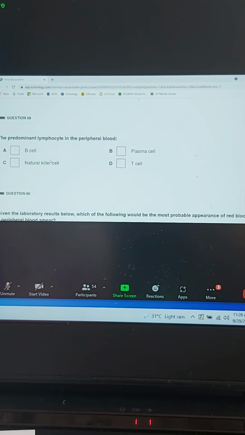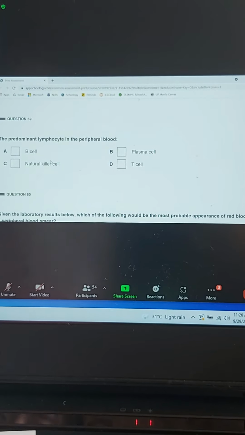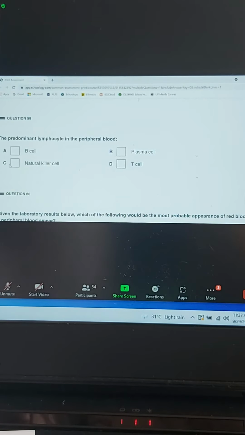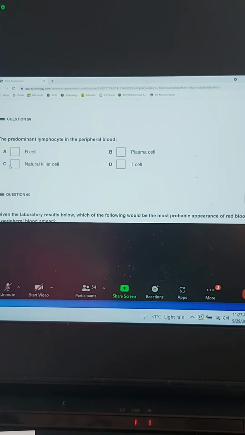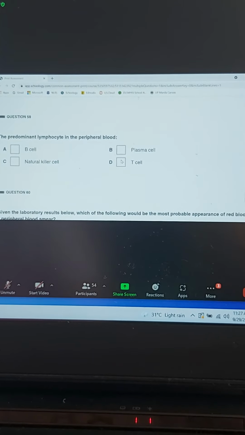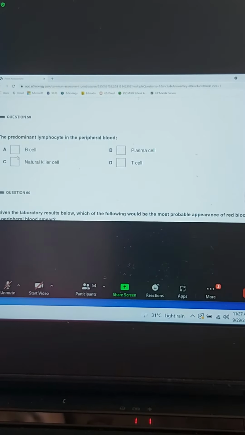59, so the predominant lymphocyte in the peripheral blood, na-mention ko ito kanina. T-cell po ba? Your T cell, letter D, okay? Si letter A, so si letter C, they may also be seen in the peripheral blood. But of course, your letter A and letter D, they are morphologically indistinguishable. May differentiate nyo lang sila with the use of flow cytometry.